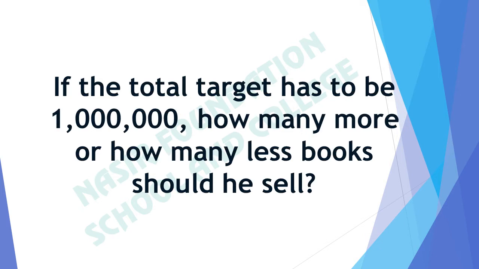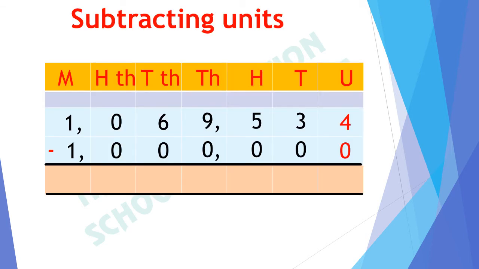If the total target has to be 1 million, how many more or how many less books should he sell? From 1,069,534 we will subtract 1 million. We start from units. We have to subtract 0 units out of 4 units. If we subtract 0 from any number, we get the same number. It means if we subtract 0 from 4, we get 4.